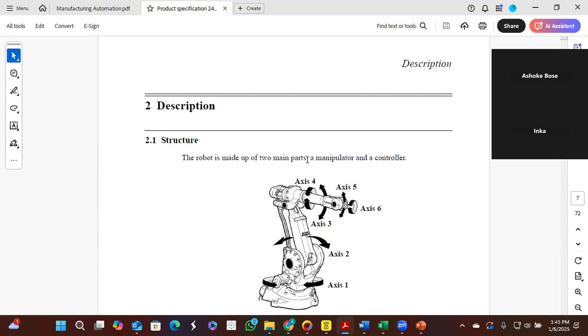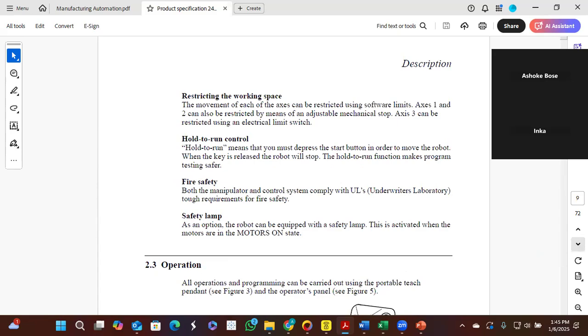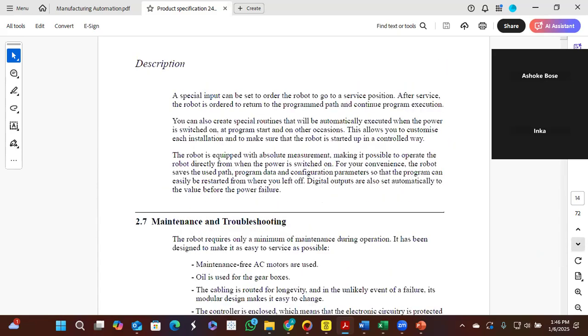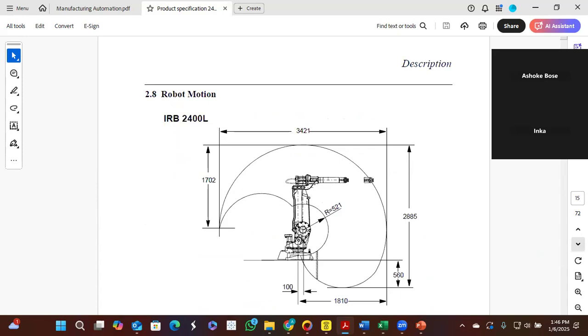The robot is made up of two main parts. These are the basics: axis one, axis two, axis three, axis four, axis five, and the more you go, the more rotation. You are a science major, so you know what an axis is. I have seen them a lot in YouTube videos in production management. So I'm not expecting that you have to manage everything, but you got the idea, right? Do you have any questions? I don't have any.